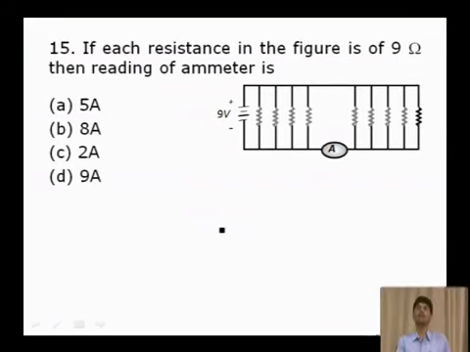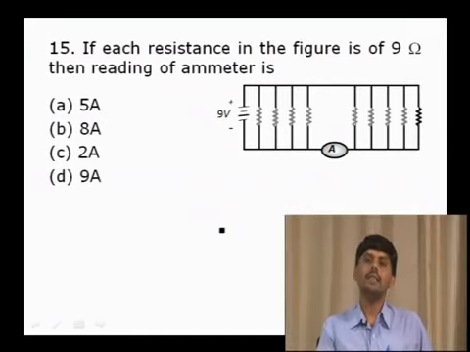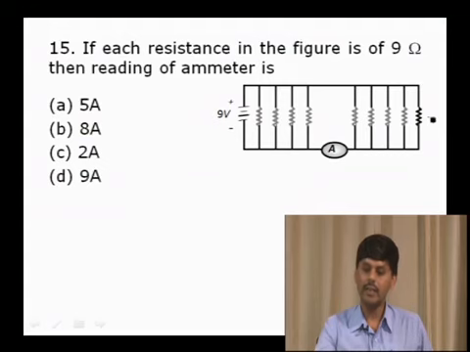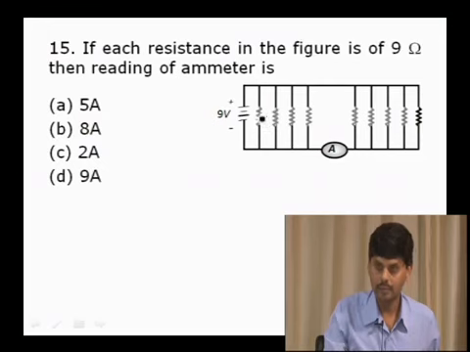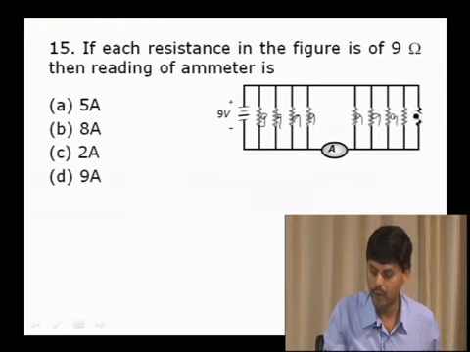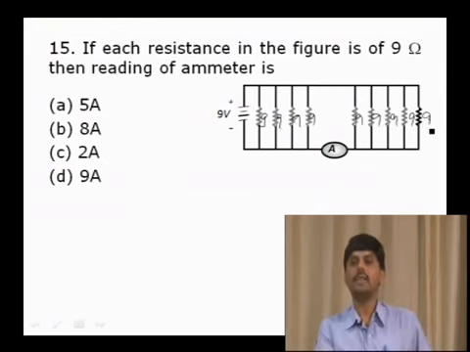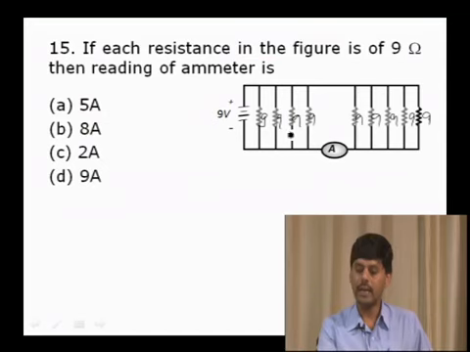Yes, question number 15. If each resistance in the figure is 9 ohm, then the reading of the ammeter is: option A 5 ampere, option B 8 ampere, option C 2 ampere, option D 9 ampere. See, all the resistors in the circuit are 9 ohm, all having 9 ohm. They were connected in parallel.